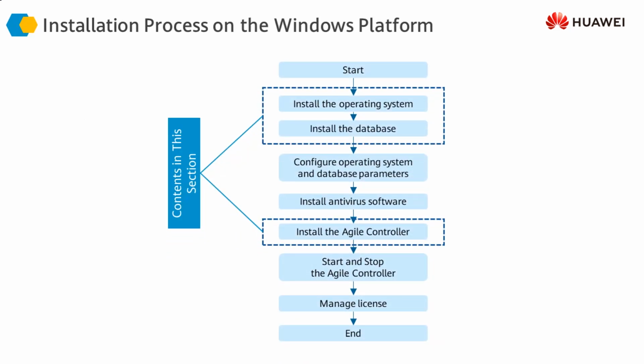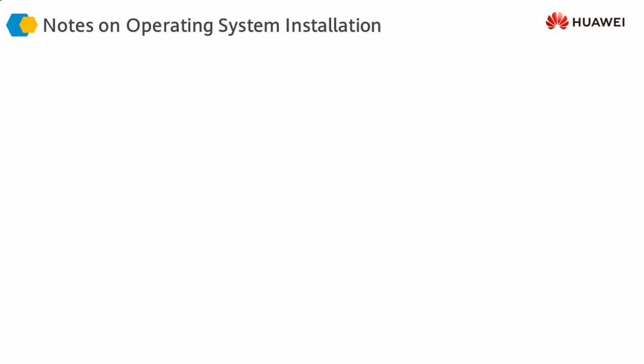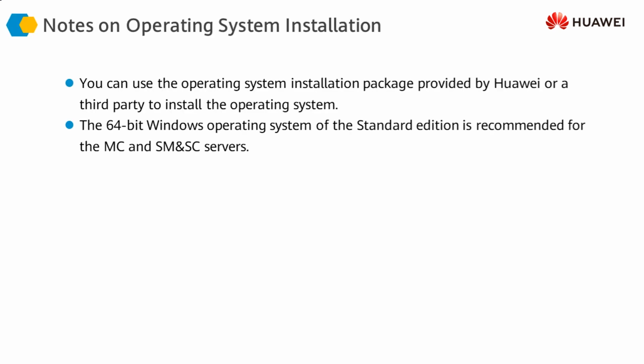We need to install the operating system, we need to install the database, then we need to configure the parameters for the operating system as well as the database, then install the antivirus or OS hardening, platform hardening parameters, then we install the Agile controller, and then finally we initialize the Agile controller, and then other management tasks if we want to do them.